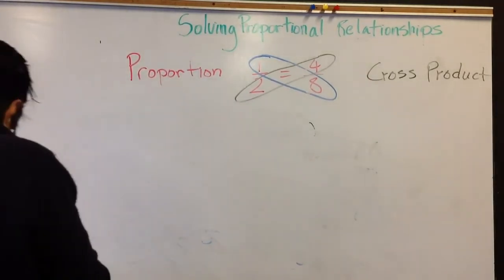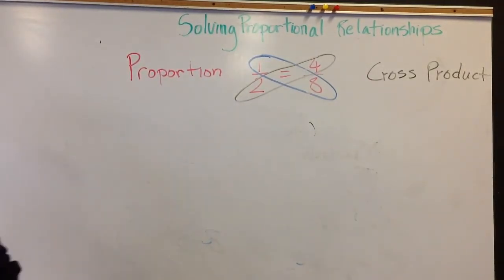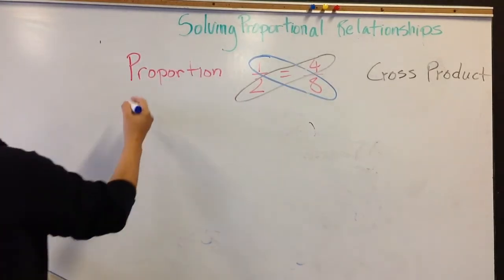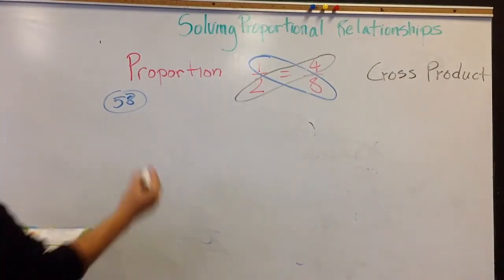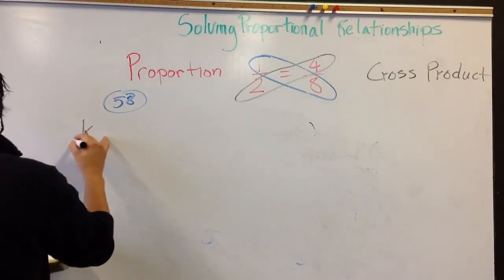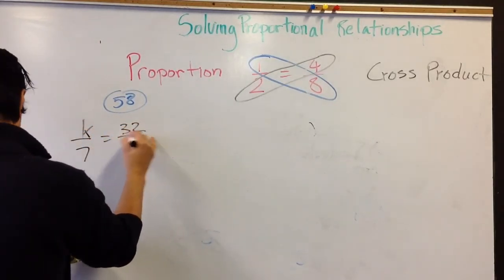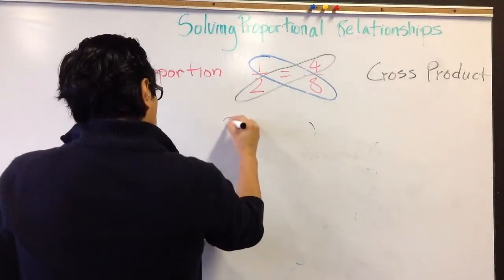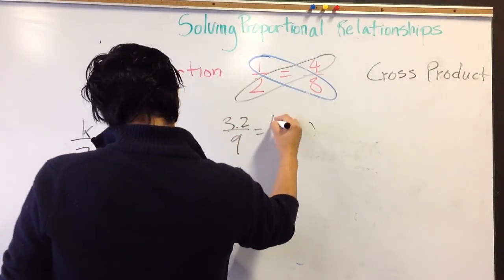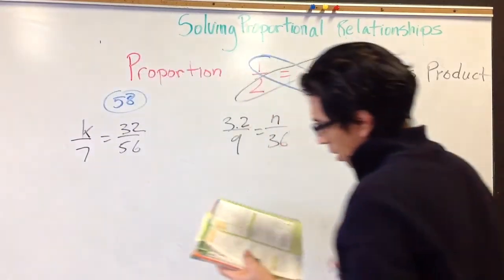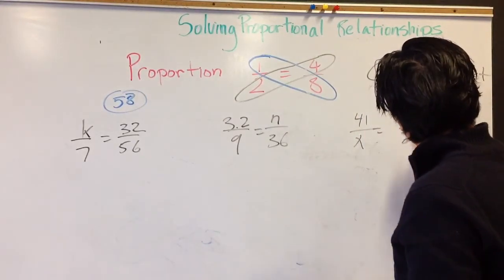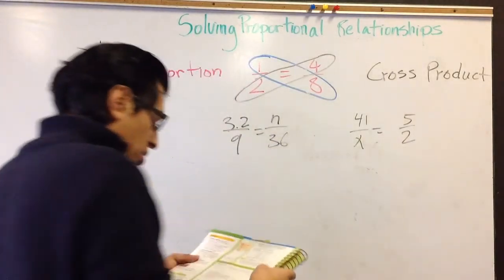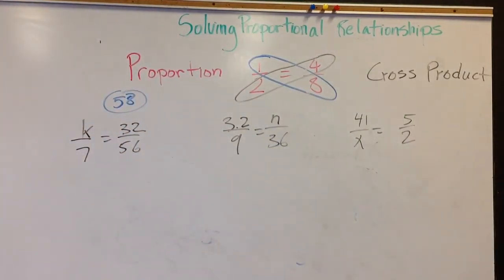Let's go to page 58. All right, we're on page 58. And there are 3 of them. So we have k over 7 equals 37 over 56. We have 3.2 over 9 equals n over 36. And we have 41 over x equals 5 over 2. Look what it says. The instructions say solve each proportion. And because it says that, that means that these can be solved using cross products.